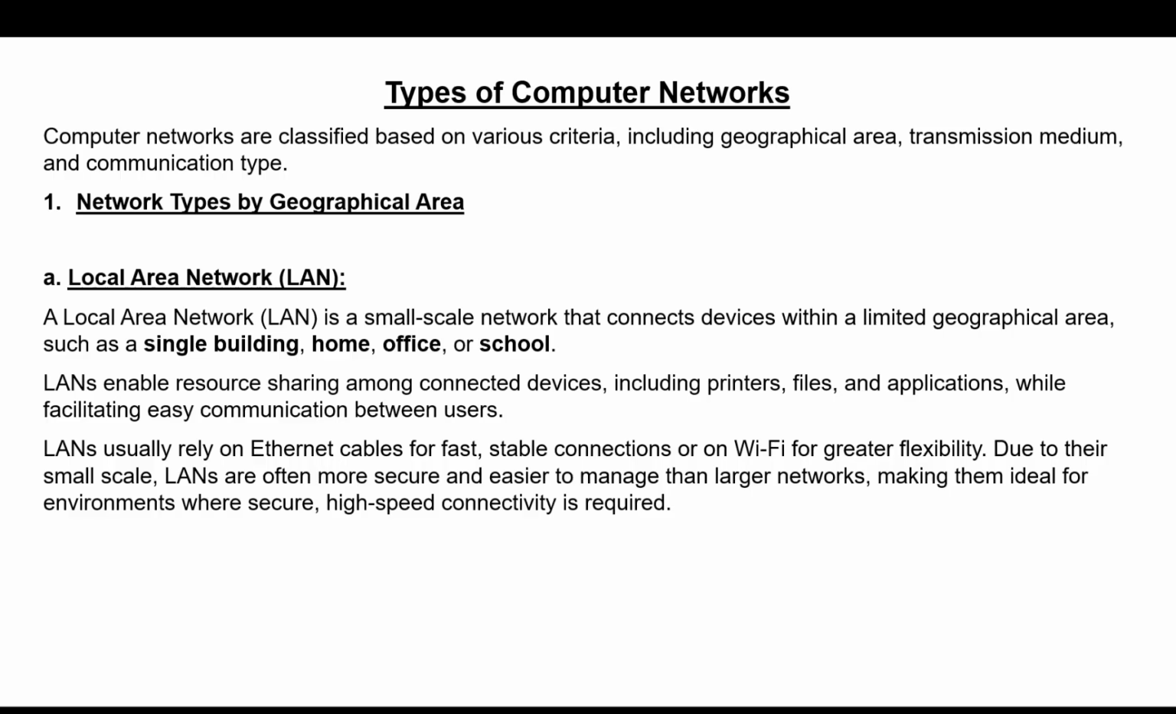It is a similar thing in the computer world. We call them the types of computer networks. So first of all, let me explain the meaning of the types of computer networks. We say computer networks are classified based on various criteria, including geographical area, transmission medium, and communication type.